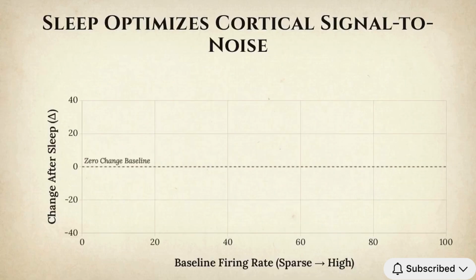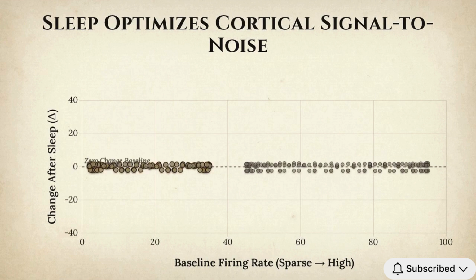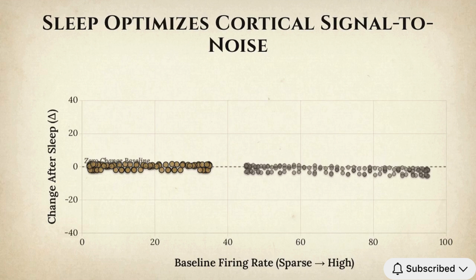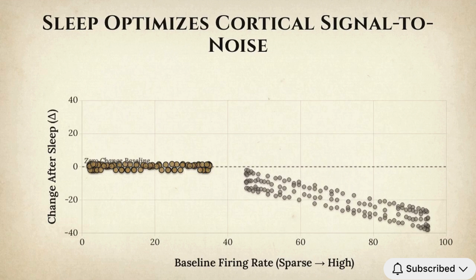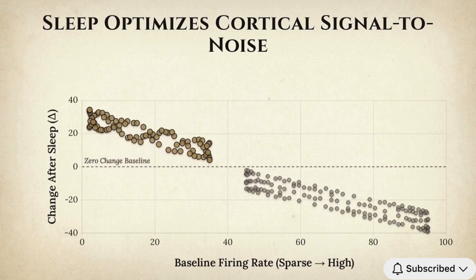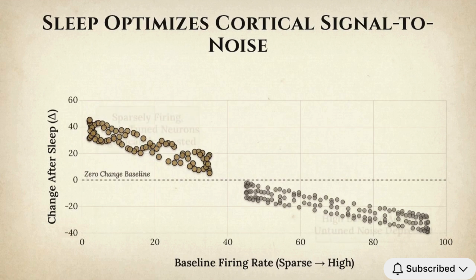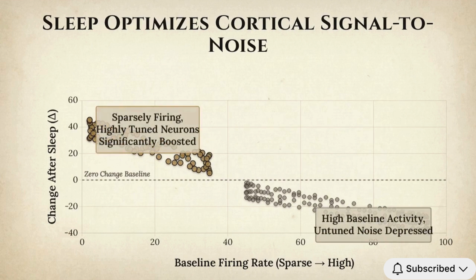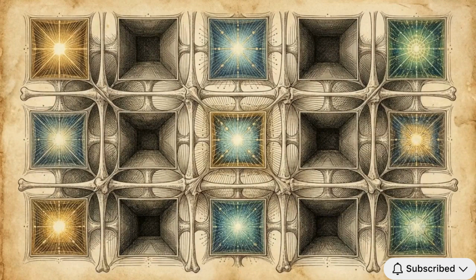This plot tracks the redistribution of cortical firing rates across a sleep period. The x-axis represents the baseline firing rate of individual neurons, and the y-axis shows the change after sleep. Neurons with high baseline activity but low orientation tuning decrease, their firing rates actively depress during sleep. Conversely, sparsely firing, highly orientation-tuned neurons show the opposite effect, increasing their firing rates and shifting orientation preference. Sleep is a precision editor, selectively redistributing firing rates to optimize the visual network signal-to-noise ratio.